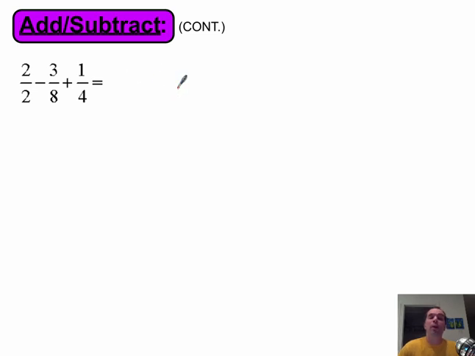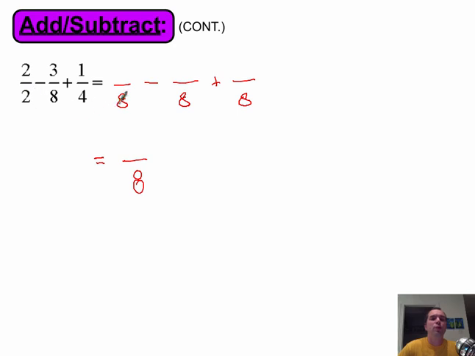So let's do a hard example, if you want to call it that. There are 3 things. So now I'm going to need to have 3 things that have a common denominator: 2, 8, and 4. So there's this big one. Does 2 go into 8? Yes. Does 4 go into 8? Yes. So my common denominator is 8. My answer would be something over 8.